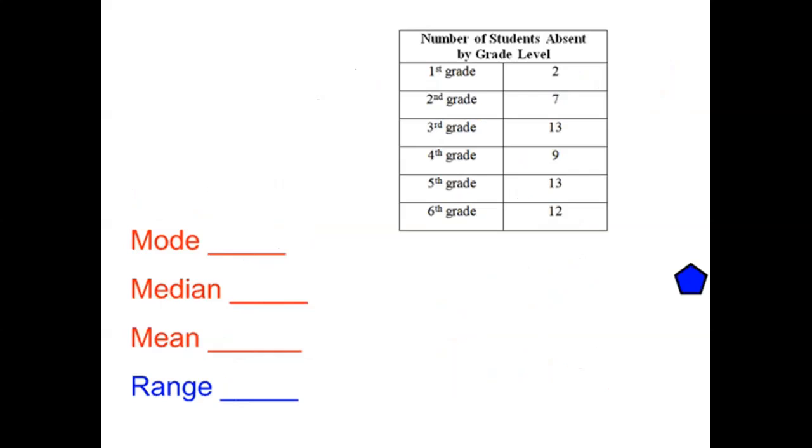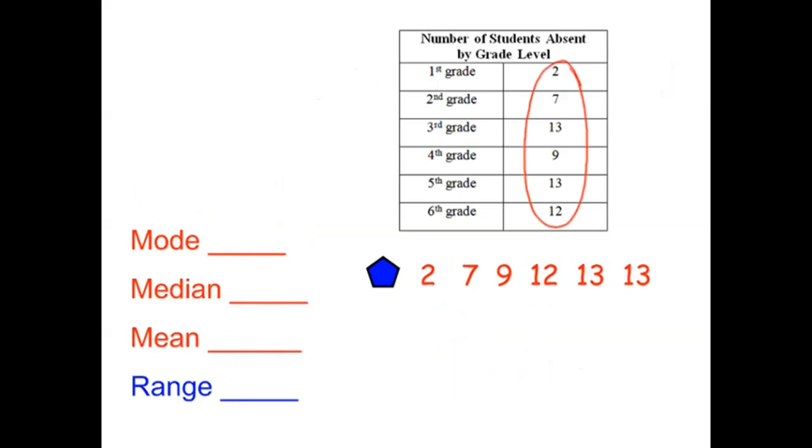All right, let's do 2 more. Now here we have some data, and it's in a table. So what I've done is I've taken all these pieces of data from the table, and I've put them in order from least to greatest. We have 6 pieces of data. We'll start with the mode, the most common, and we do have a mode here. We have 2 13s, so the most common piece of data is 13.